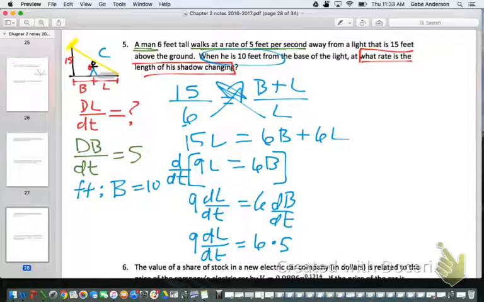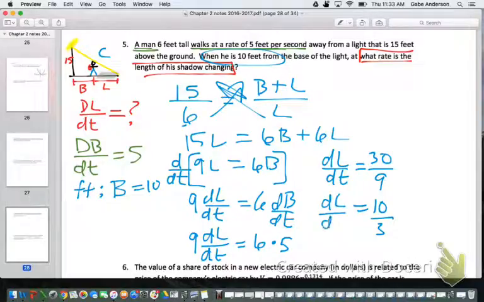So to finish this off, we would just say dL dt is equal to 6 times 5, which is 30 over 9 when you divide, which is equal to 10 thirds. What kind of units would go with this dL dt? Feet per second. Good.